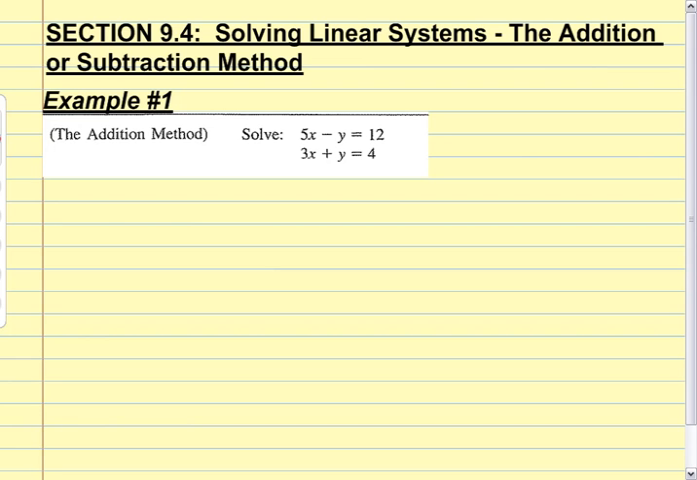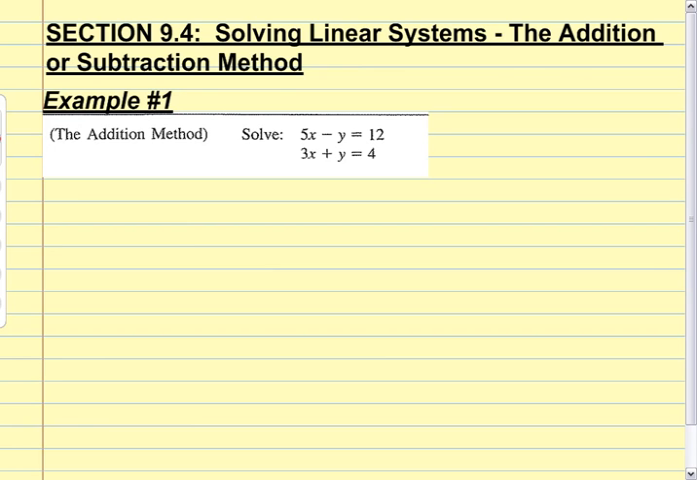Okay, folks, section 9.4, solving linear systems, the addition or subtraction method. Yesterday we focused on the substitution method, and that works great for us. But sometimes it might be easier for us to use the addition or the subtraction method, because substitution may give us some big fractions or some funky looking fractions that make it difficult for us to substitute. Not impossible, obviously it's going to work every single time, but sometimes it's easier to use a different method, okay?